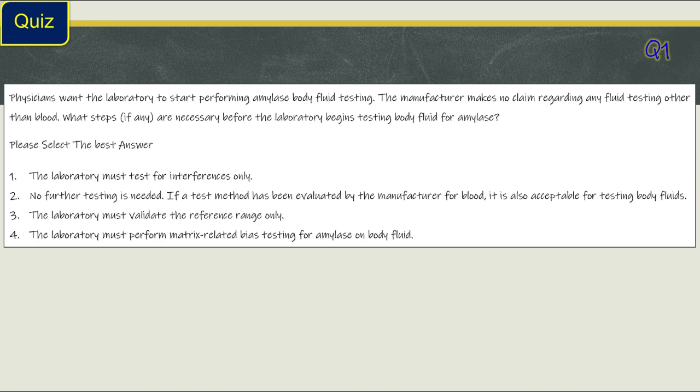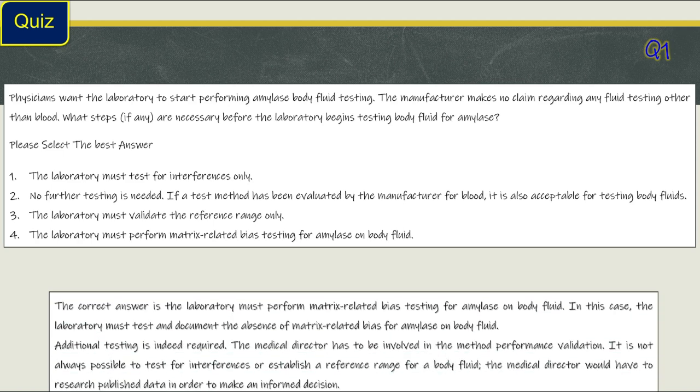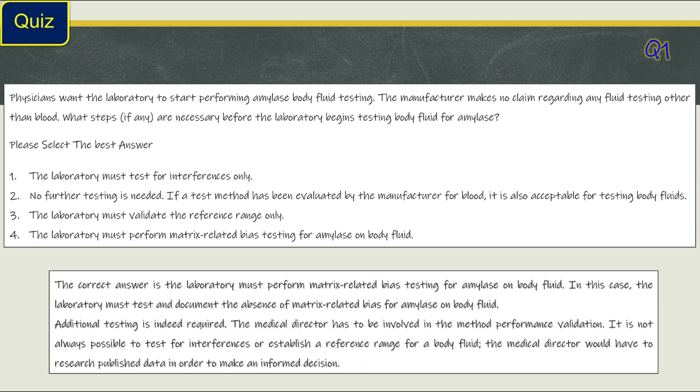1. The laboratory must test for interferences only. 2. No further testing is needed. If a test method has been evaluated by the manufacturer for blood, it is also acceptable for testing body fluids. 3. The laboratory must validate the reference range only. 4. The laboratory must perform matrix-related bias testing for amylase on body fluid. The correct answer is the laboratory must perform matrix-related bias testing for amylase on body fluid.